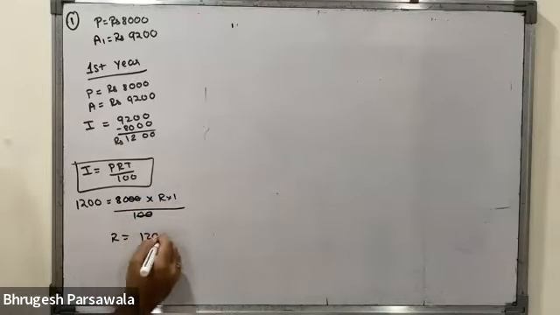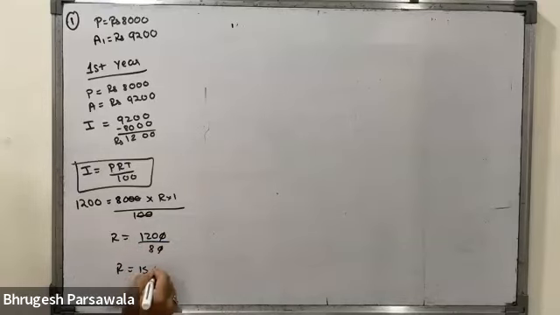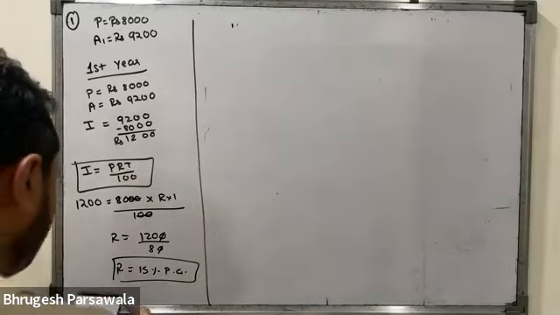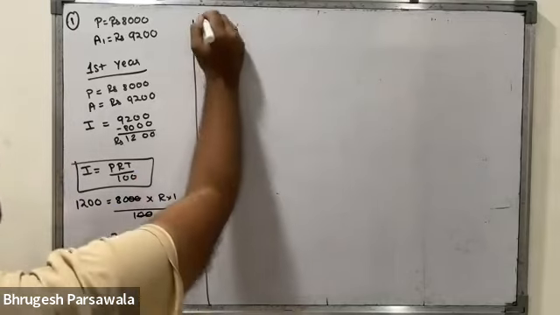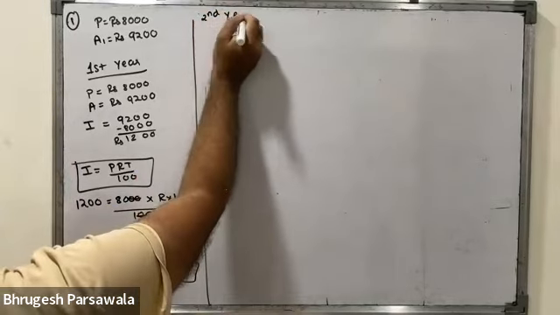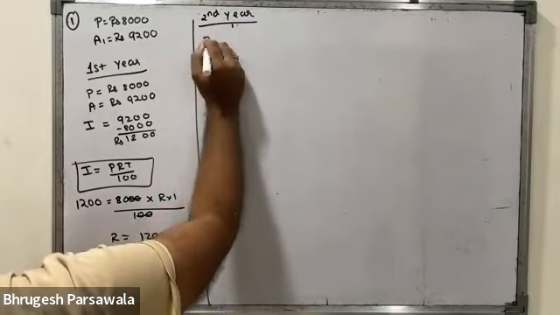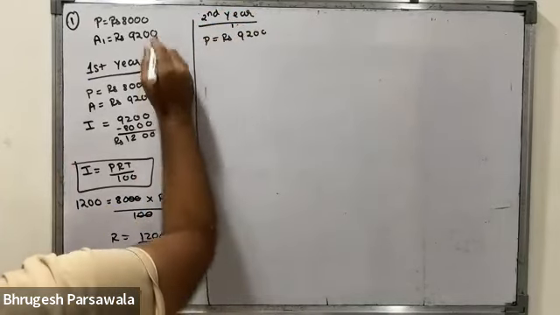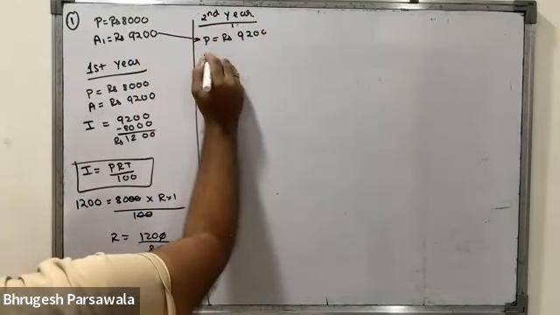So R is 1200 upon 80. R is 50%. Now simple sums continue. For the second year, tell me, the amount for the first year is the principal for the second year. Will you agree?